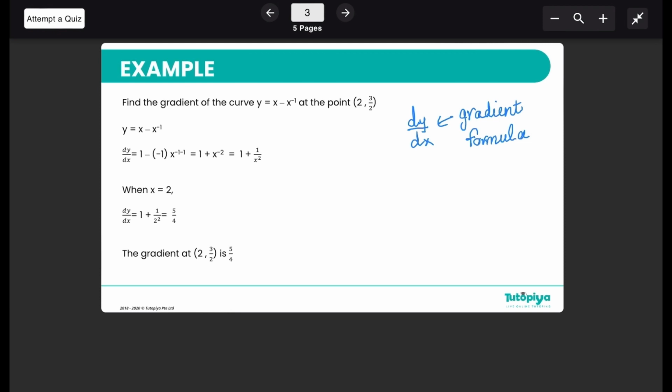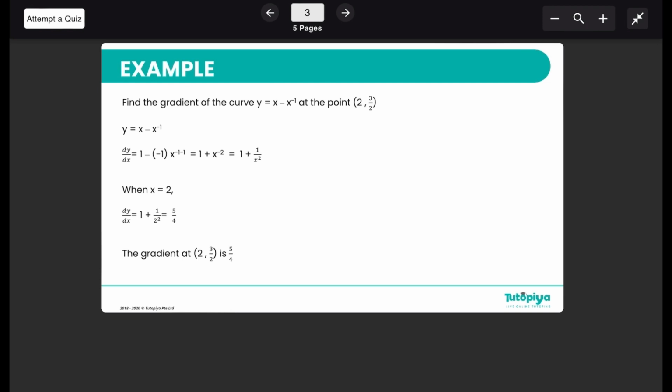So here, if this is my curve, I can first differentiate it to find my gradient formula. So when I differentiate x, it will become 1. And when I differentiate negative x to the power of negative 1, it will become x to the power of negative 2. Once I've done that, I can actually remove this negative power using indices rules and take it to the denominator. So I have 1 plus 1 over x squared as the derivative.